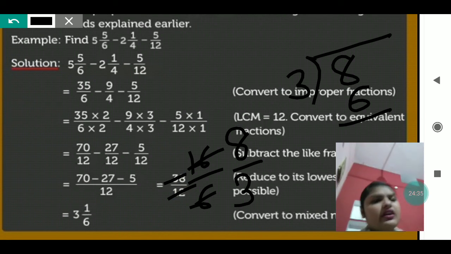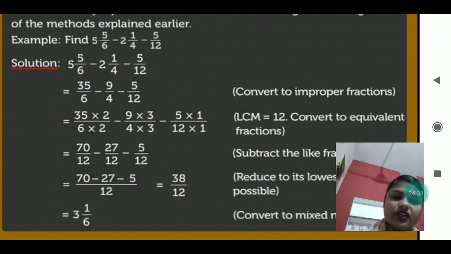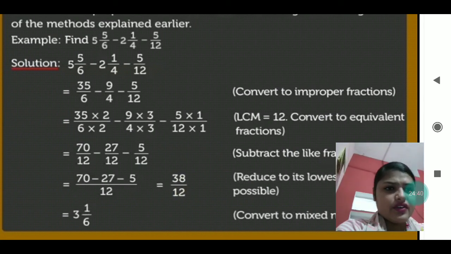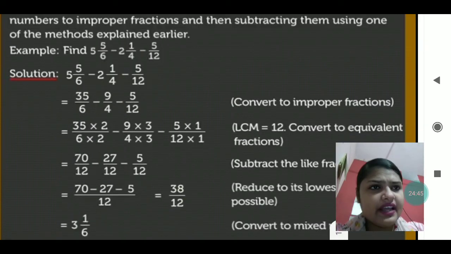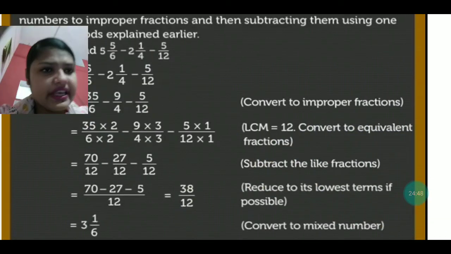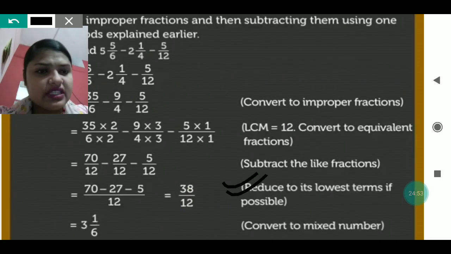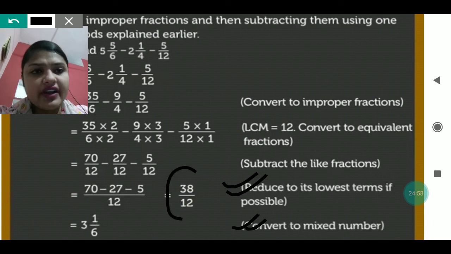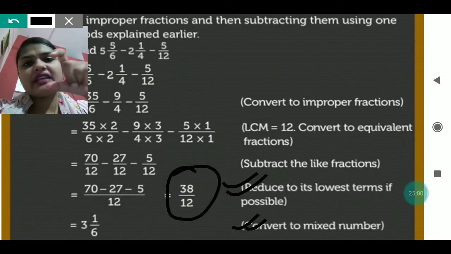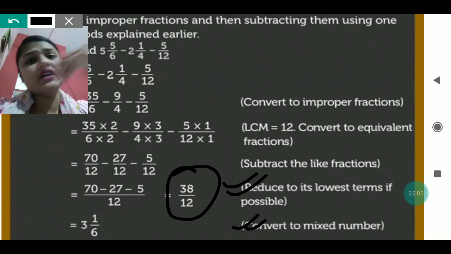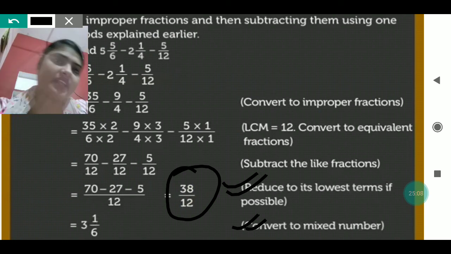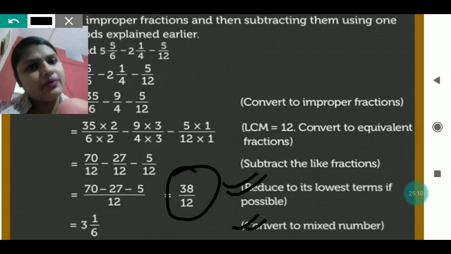Like this, when you divide, you will get the number in mixed fraction. See, it is written here also. We have not gone through it, but it is written very clearly: reduced to its lowest term. It means you have to reduce this number to its lowest term first, then convert it into a mixed fraction. If the number comes in improper fraction, where the numerator is greater and the denominator is lesser, you convert it into a mixed fraction.